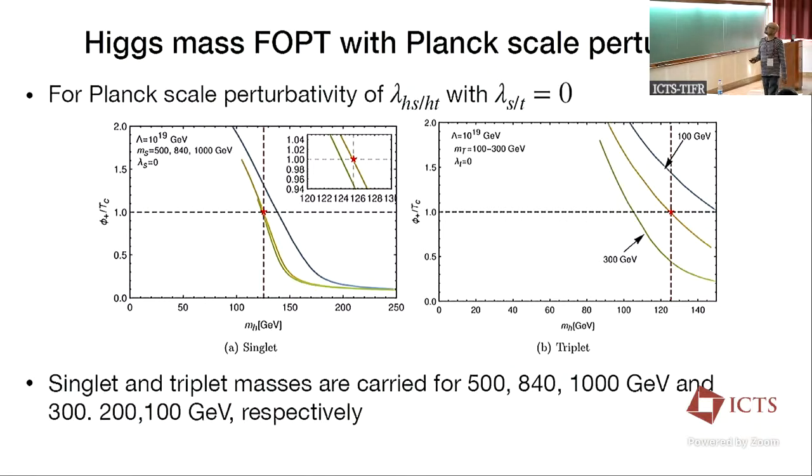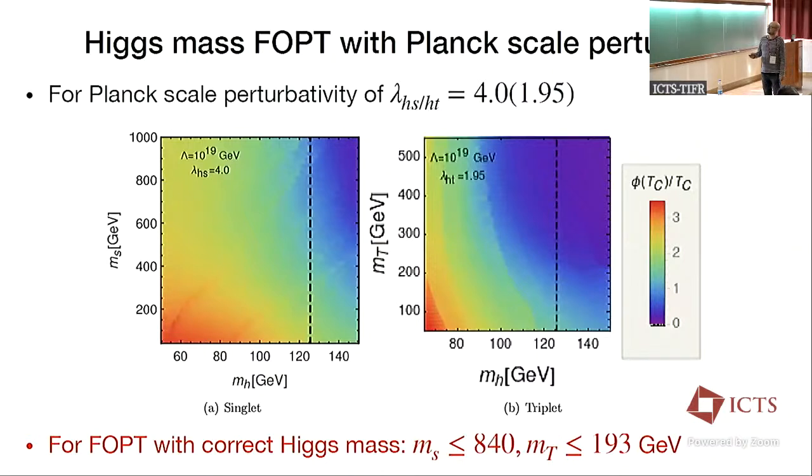And I will probably flash these beta functions later on, but they look a little ugly. So here we try to do an analysis where this is the singlet case, and we vary the bare mass around 845 and 1000 GeV, and for the triplet it is 100 to 300 GeV. This is the portal coupling varied, and we see the Higgs mass around 125 GeV here. What we want to see is that around 845, 840 GeV for the singlet, and around 200 GeV for the triplet, you can achieve both the first order phase transition as well as the Higgs mass.